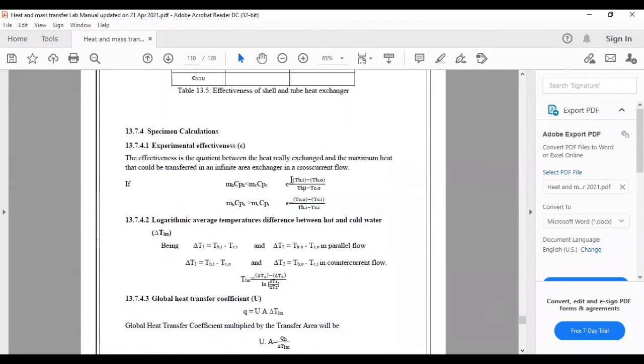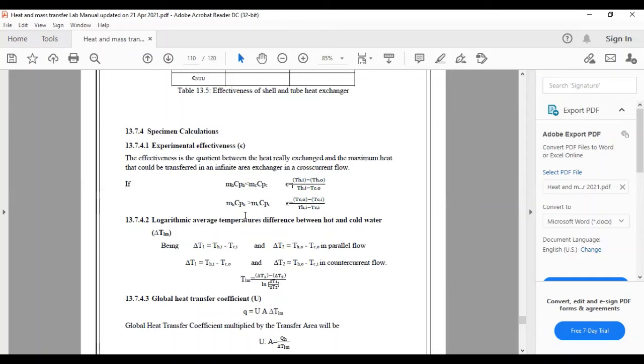This formula is simple. This is THI minus THO. THI is hot water inlet, THO is hot water outlet, and then divided by THI minus TCI. And if you use the other formula, then this is TCO, that is cold water outlet, minus TCI, that is cold water inlet, divided by THI minus TCI. THI is basically hot water inlet and TCI is basically cold water inlet.